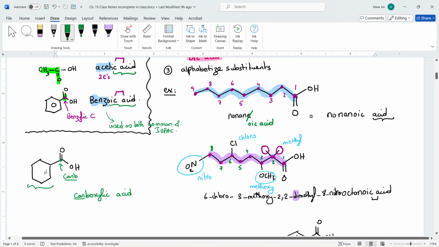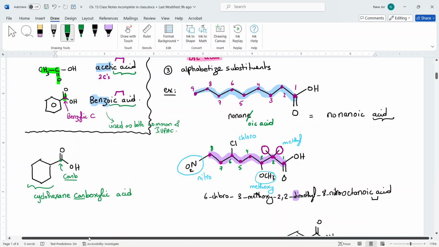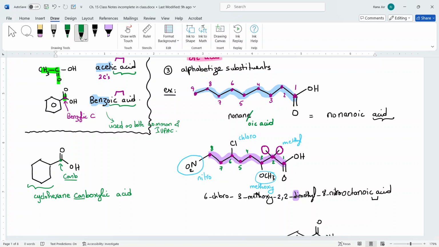So now my substituent is going to be a cyclohexane. So I'm going to name it as a cyclohexane. And it's going to be a carboxylic acid. So it's going to be a cyclohexane carboxylic acid. You can leave a space between the cyclohexane and the carboxylic acid, or you can put them together. It's not a big deal, but just make sure that you leave a space between the carboxylic and the acid.